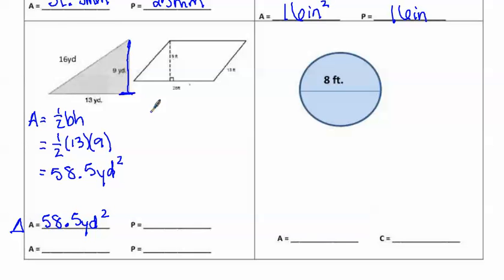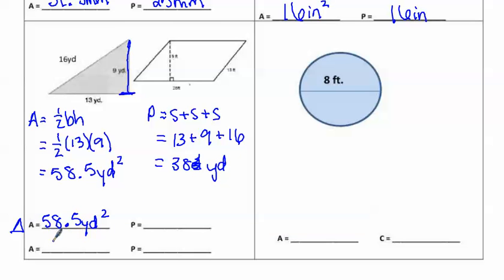For the perimeter of a triangle, you just add up all the sides. 13 plus 9 plus 16. This gives you a total of 38 yards. Remember, perimeter is not squared.